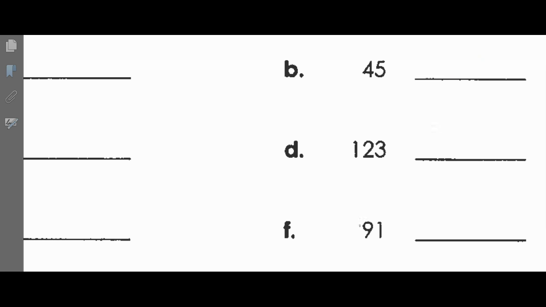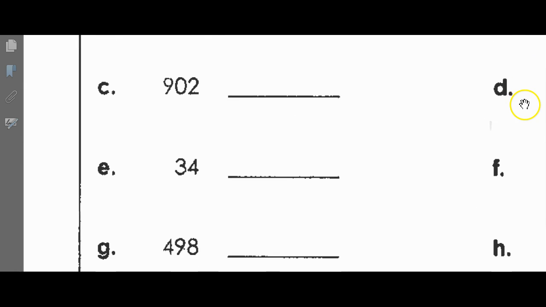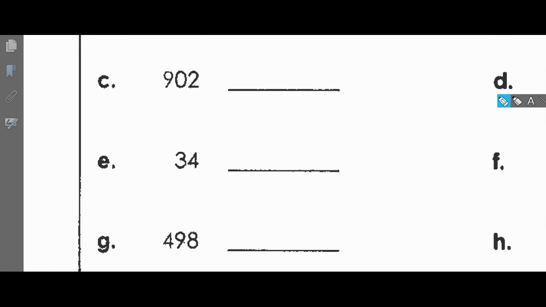Now, letter C is a little different. There are 3 numbers there in letter D. Can somebody tell me what number is in the tens place? Well, let's see. Ones, tens, hundreds. So what number is in the tens place? 0. I like to put a little X underneath. Am I working with a 9 yet? No, I'm not working with a 9 yet, so that can go up there.